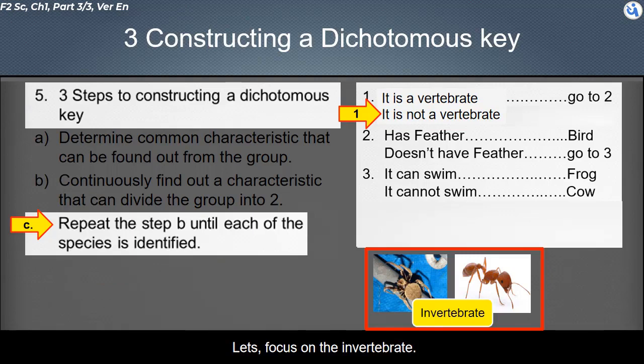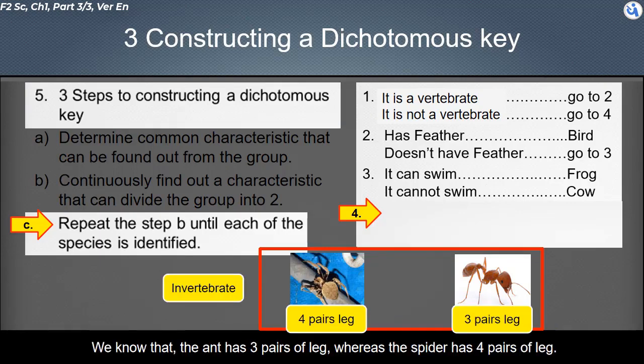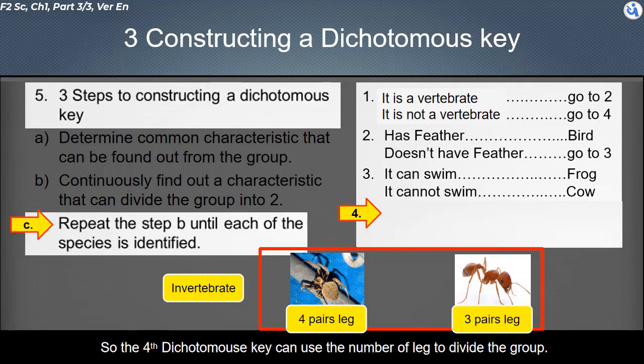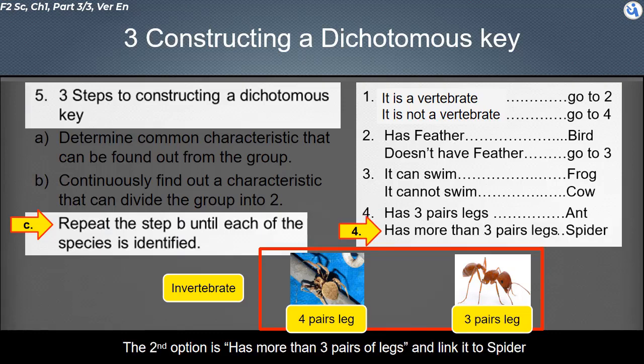Let's focus on the invertebrate. We need to create another dichotomous key that can divide the group into 2. So, we link this option to the 4th dichotomous key. We know that the ant has 3 pairs of legs, whereas the spider has 4 pairs of legs. So, the 4th dichotomous key can use the number of legs to divide the group. The first option is, has 3 pairs of legs, and link it to ant. The second option is more than 3 pairs of legs and link it to spider.